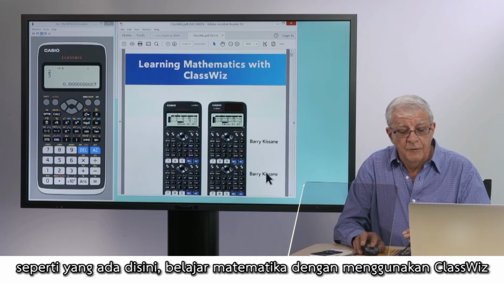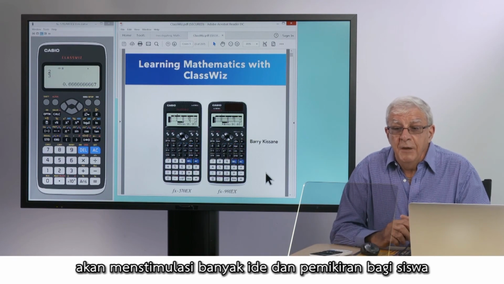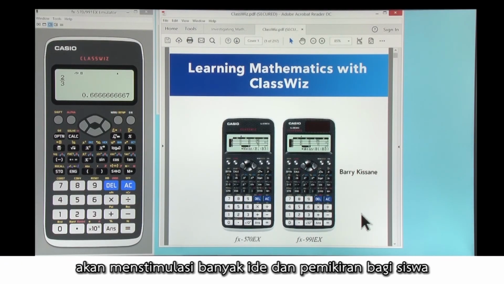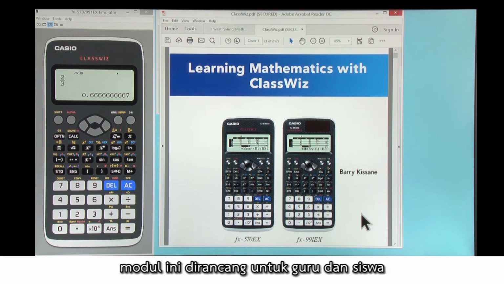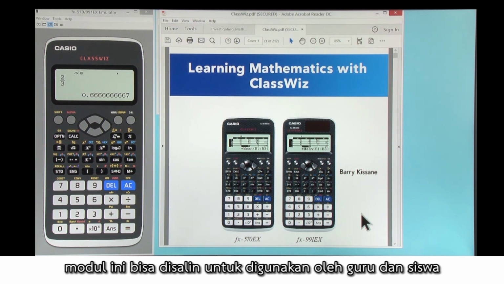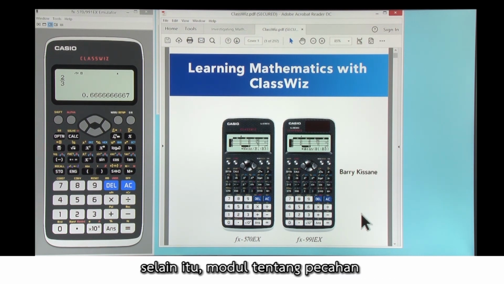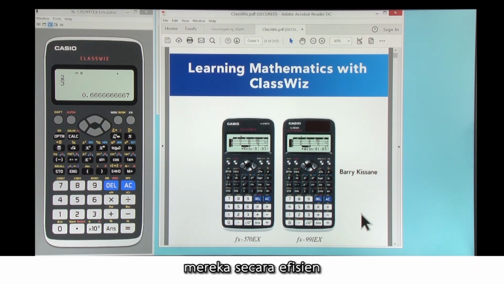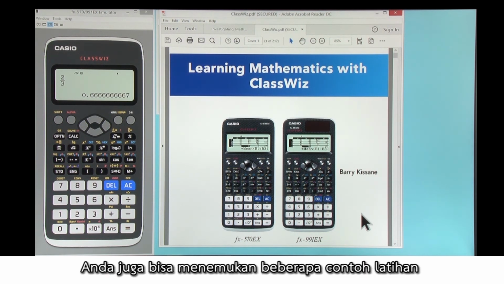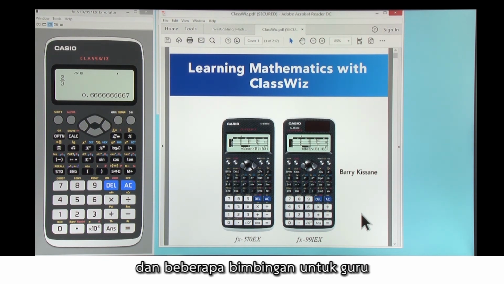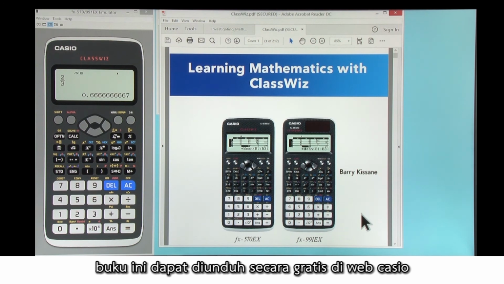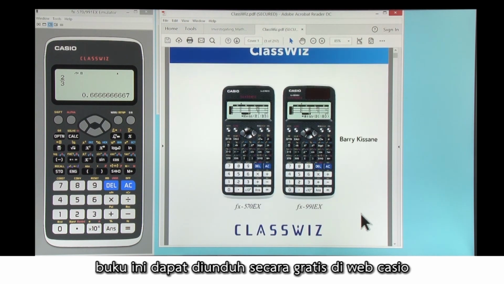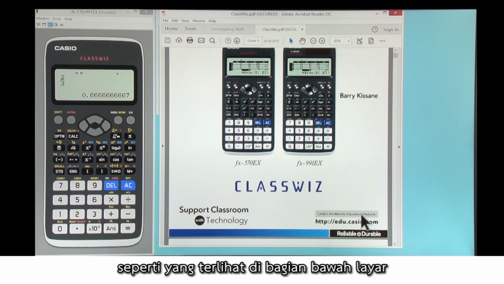Learning Mathematics with ClassWiz, will have many useful ideas for students to think about. It's been designed for both teachers and students. It can be copied for students to use as well as for teachers to use. And the module on fractions and decimals includes some exercises to check that students can use their ClassWiz efficiently, some examples of activities to do, and some guidance for teachers. You can download this book freely from the Casio Worldwide Education website, as you can see at the bottom of the screen.